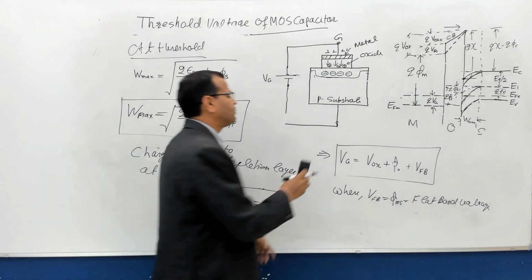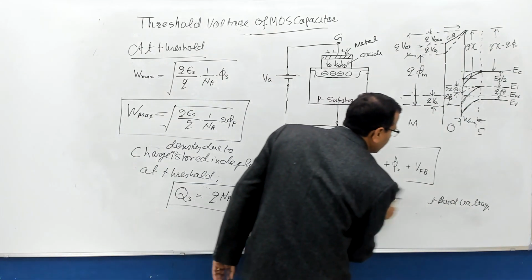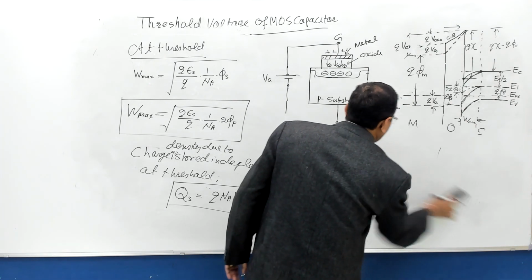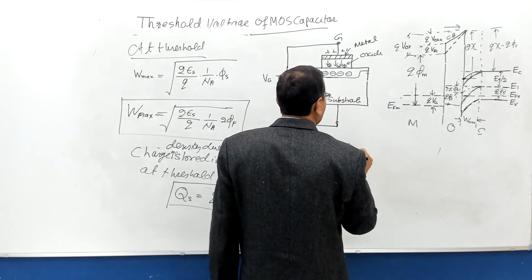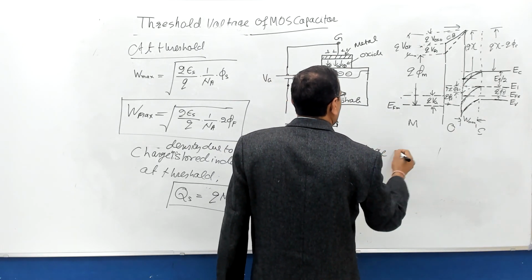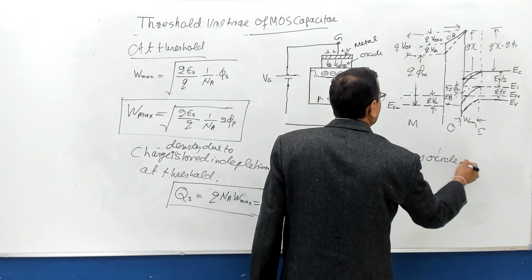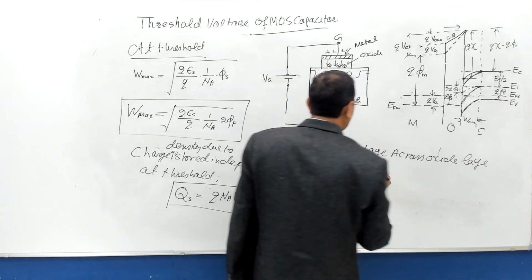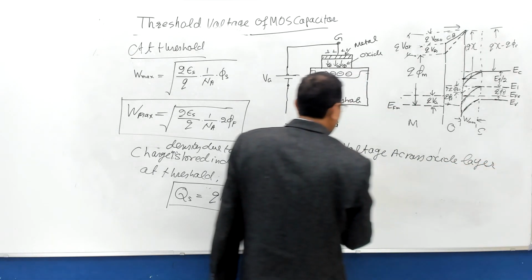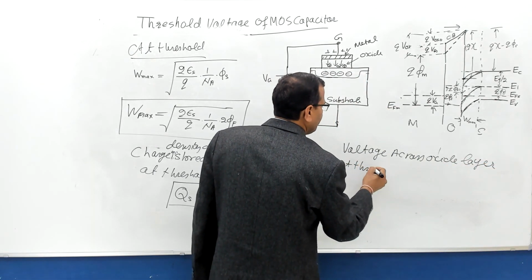So now, what is the voltage across the oxide layer at threshold? That voltage will be how much?